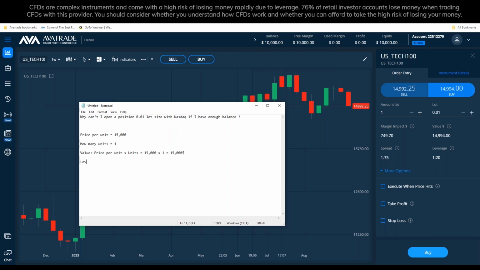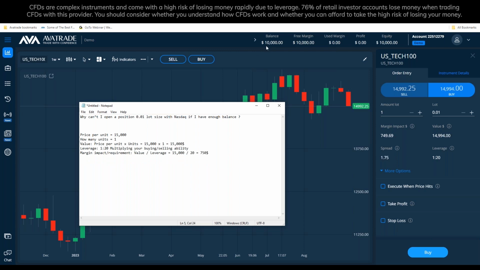Okay? Now, we have the leverage. Leverage is multiplying your buying or selling ability, right? Meaning 1 to 20, meaning I can divide my value. We're going to see that in a second. So in margin impact, what I'm doing is, just a second, we can divide the value by the leverage. Meaning 15,000 divided by 20 is how much? You see, it's already here, right? Now, this is the reason, guys.